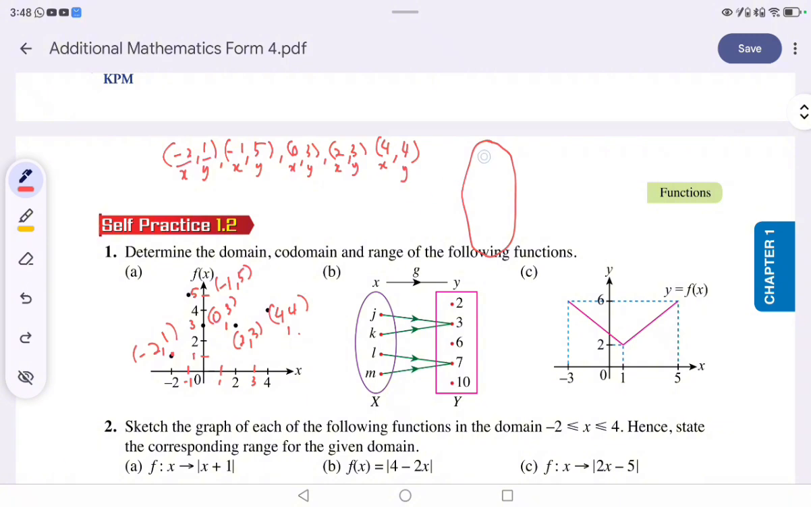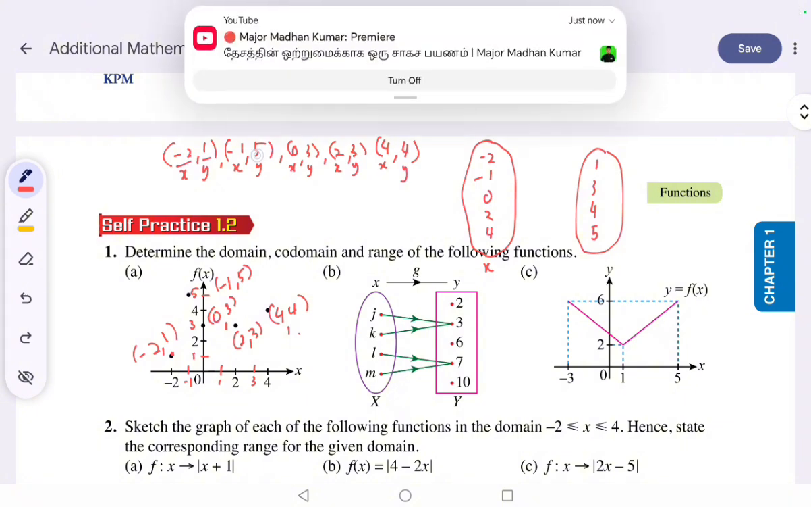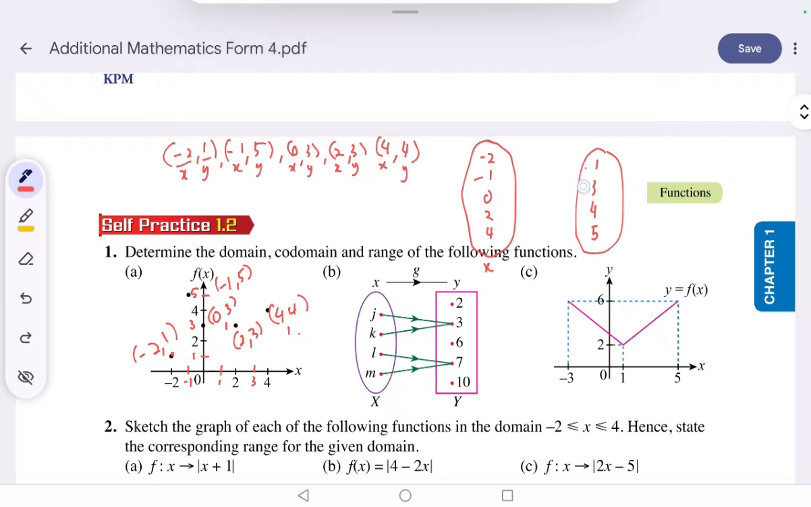-2, -1, 0, 2, 4. This one is x. What are the y numbers? 1, 3, 4, 5, 1. Okay, here 5, 3, 4, 2. So all this one is the y numbers and this one is the x numbers.